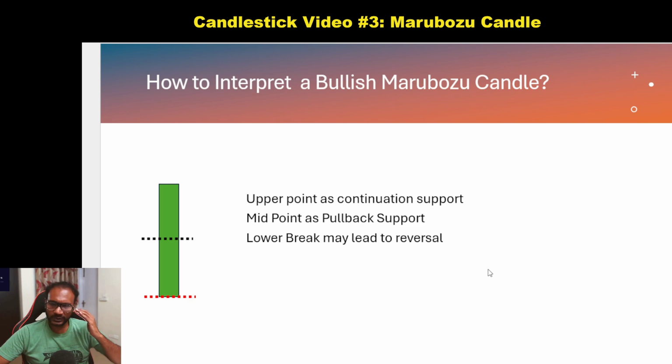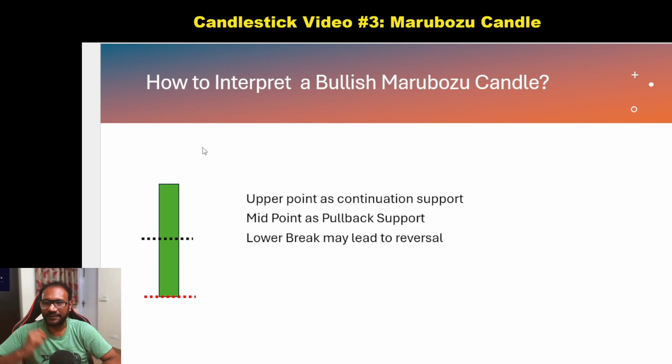So we have to split the Marubozu candle into 3 different segments: the top, the middle and the base, right? Whenever the green Marubozu candle is formed, it means there is upside momentum. And how do you use it? Suppose the next candle continues to trade above, and if there is any pullback, this top will act as a good support. Whenever the market comes and touches this level and bounces back, it acts as trend continuation support, right?